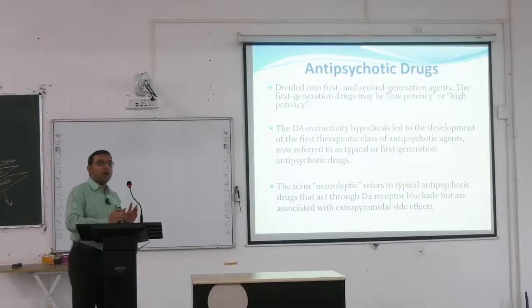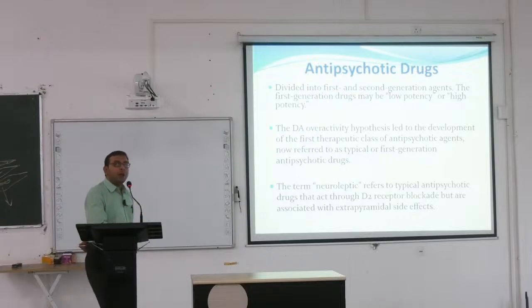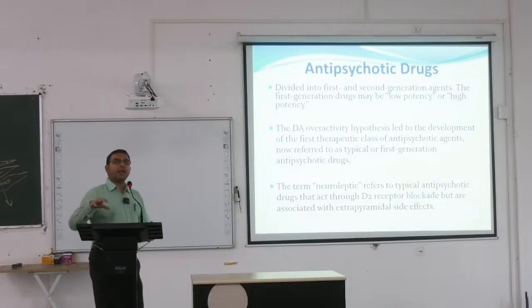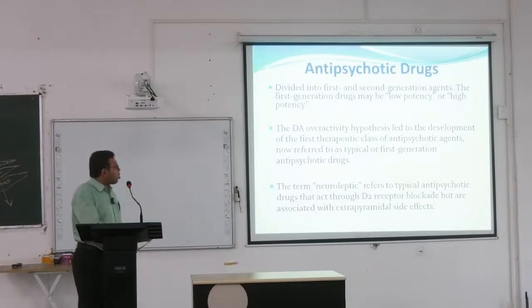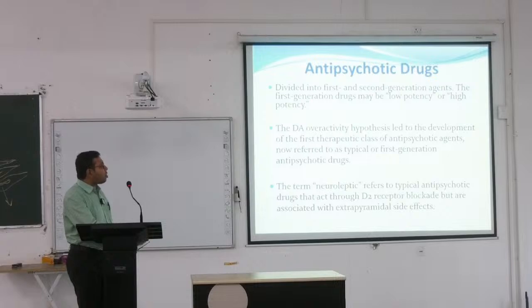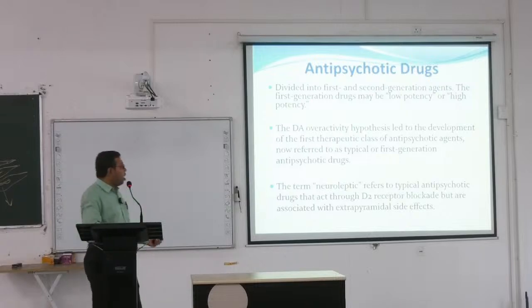So why is it divided? Typical or first generation, and atypical or second generation antipsychotic drugs. Commonly those drugs that act according to the dopamine overactivity hypothesis are the typical antipsychotic drugs. The dopamine overactivity hypothesis led to the development of the first therapeutic class of antipsychotic drugs. These are the typical or first generation antipsychotic drugs. Neuroleptics commonly refer to this.